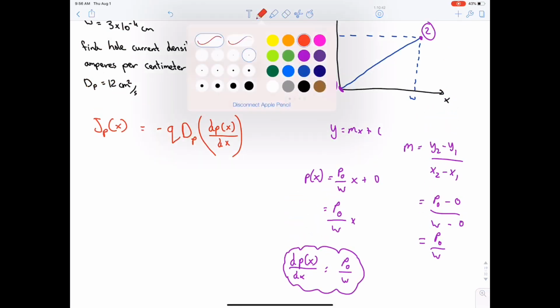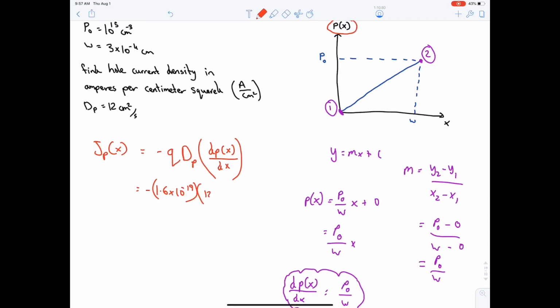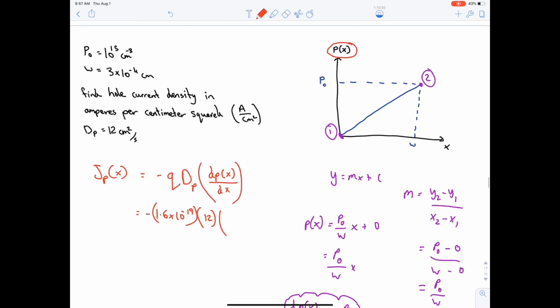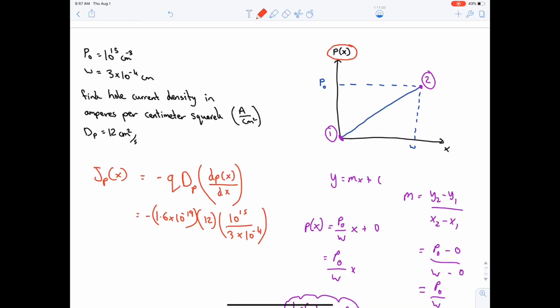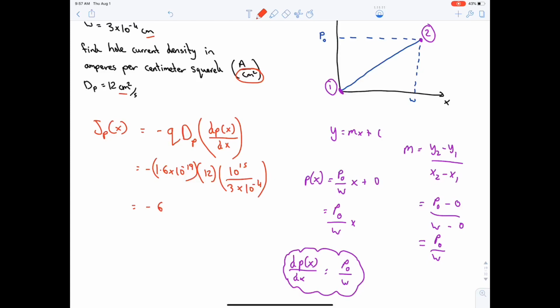Let's go back in here. q is 1.6 times 10 to the minus 19, to be memorized. Dp is 12 and dp of x is p naught over omega. P naught is 10 to the power of 15 and omega is 3 times 10 to the minus 4. You need to make sure that all the numbers are in centimeters because he asked for ampere over centimeter squared. So the answer is minus 6.4 ampere over centimeter squared. That's it. Okay, next.